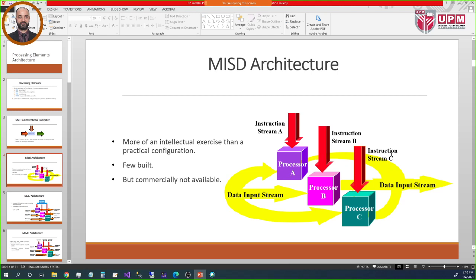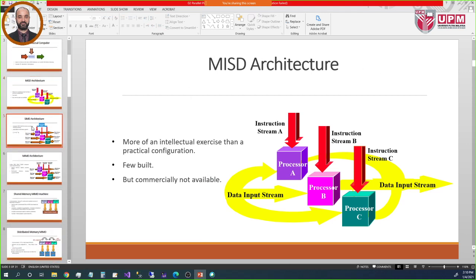This one is not that important, especially for this course, because this architecture is not very common. Only a few examples have been built in real life, so it is more of an intellectual exercise than a practical configuration. It is theoretical more than practical, and commercially not available. You cannot buy a machine with this architecture or find it in the real market.